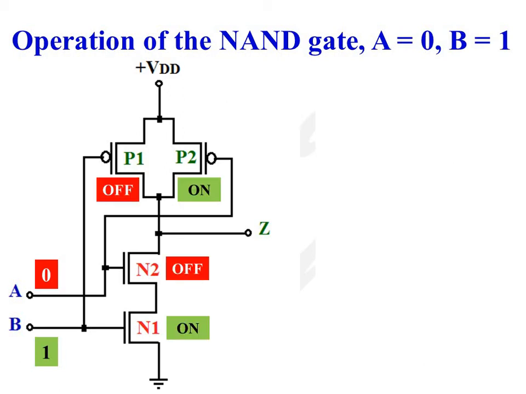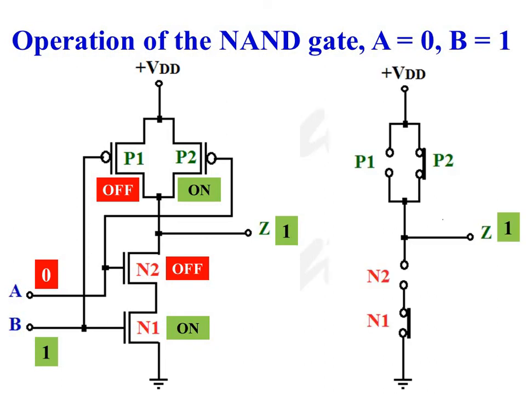Even though N1 is on, as N2 is off, output Z is isolated from ground. Even though P1 is off, as P2 is on, output Z is connected to plus VDD through the on transistor P2. Output Z is existing at plus VDD, or output Z is equal to logic 1. And this is the equivalent circuit of the NAND gate when A is equal to 0 and B is equal to 1.